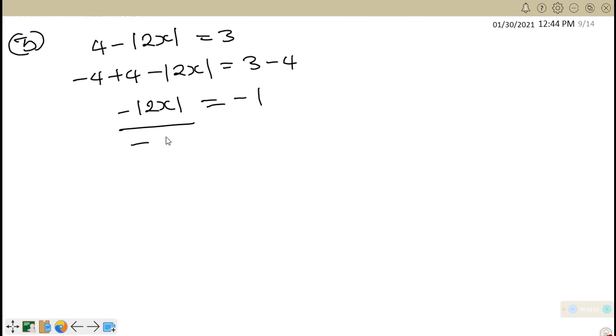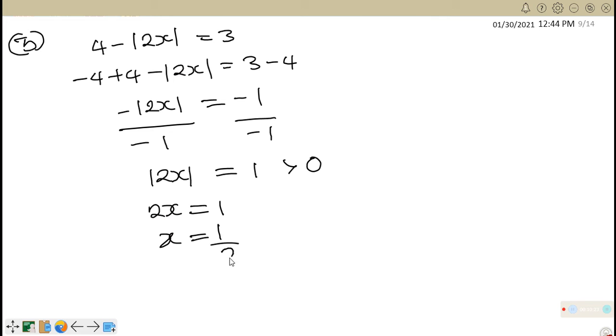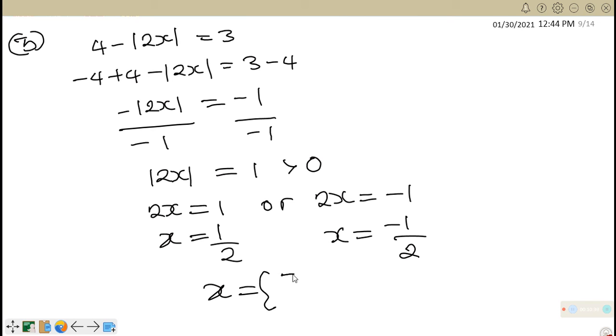Dividing both sides by minus 1, we have absolute value of 2x equals 1, and of course 1 is greater than 0, so 2x equals 1 implies x equals 1 over 2, or 2x equals minus 1 implies x equals minus 1 over 2, and therefore x equals the set minus 1 over 2 or 1 over 2, and that answers the question.